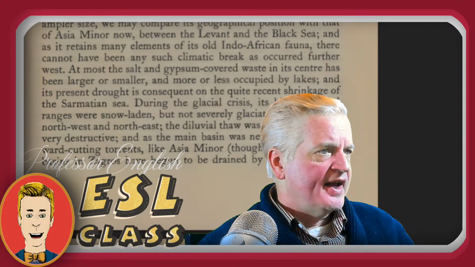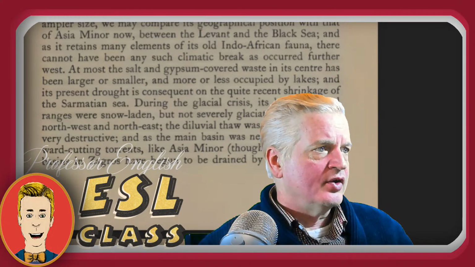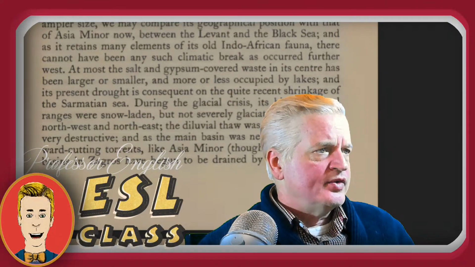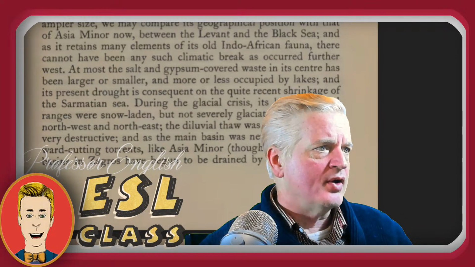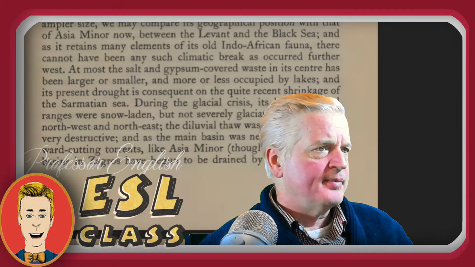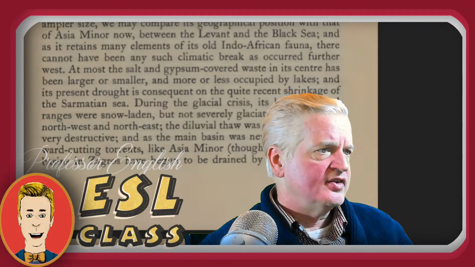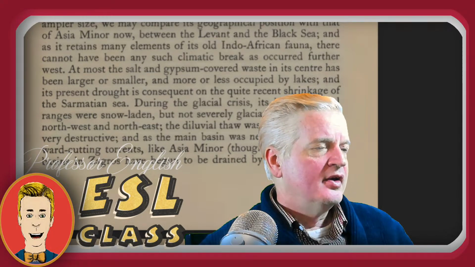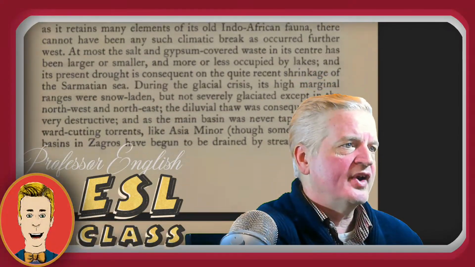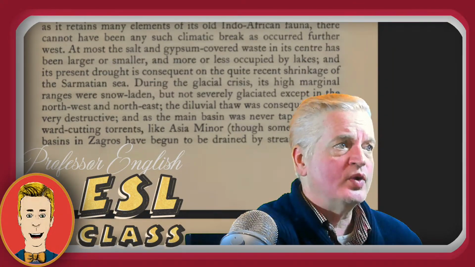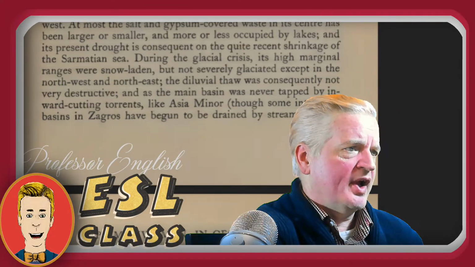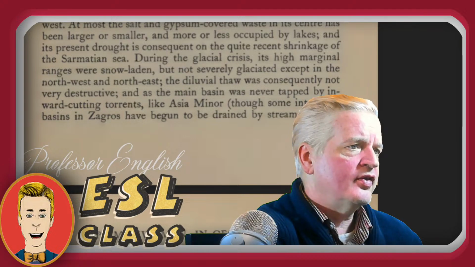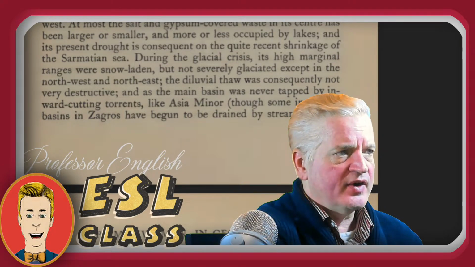There cannot have been any such climatic break as occurred further west. At most, the salt and gypsum covered waste in its center has been larger or smaller, and more or less occupied by lakes, and its present drought is consequent on the quite recent shrinkage of the Sarmatian Sea. During the glacial crisis, its high marginal ranges were snow-laden, but not severely glaciated except in the northwest and northeast. The diluvial thaw was consequently not very destructive.